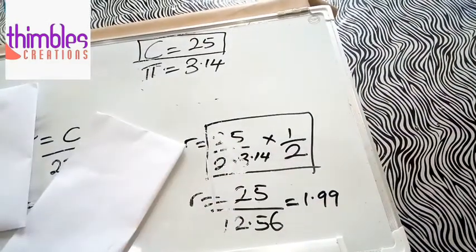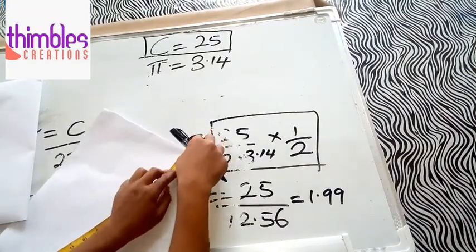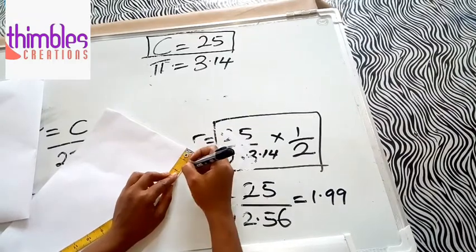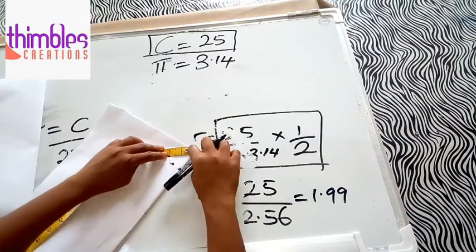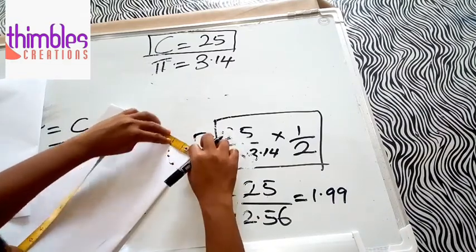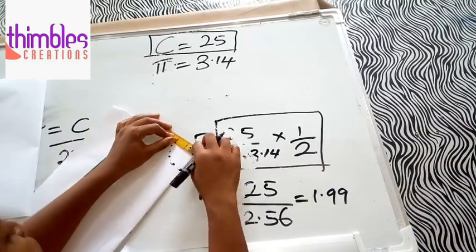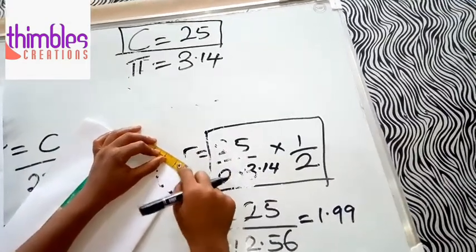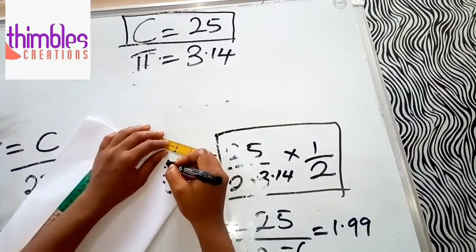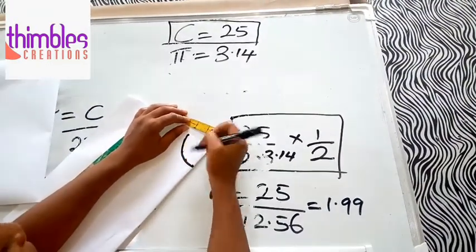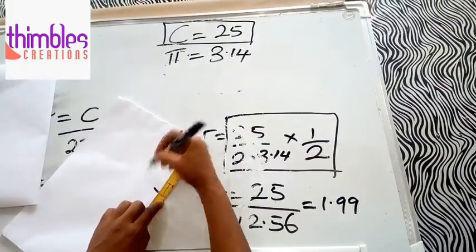So 1.99, I take my measurement. That's almost 2 inches. When you are taking this measurement, always make sure that the head of your tape is static, it's not moving, so that you get an accurate result. So I get this, and let's say the length is 3 inches.